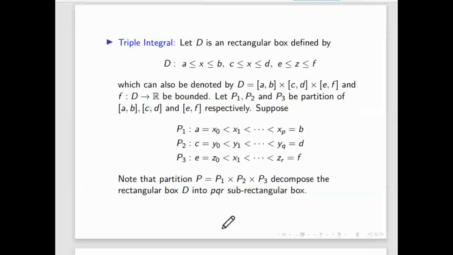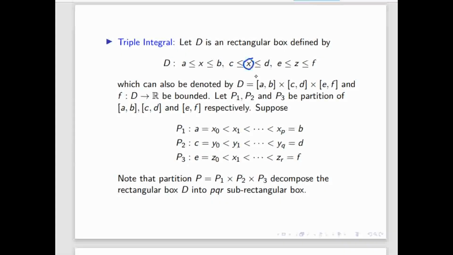Now we'll move to the triple integration, something similar to whatever we defined in the double integral. Here we'll take a rectangular box. X is from A to B. So this is again a mistake, it is Y, from C to D, and Z from E to F. So this is a rectangular box, and the function is bounded over this box.